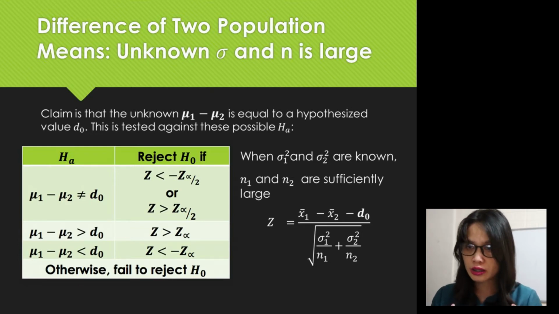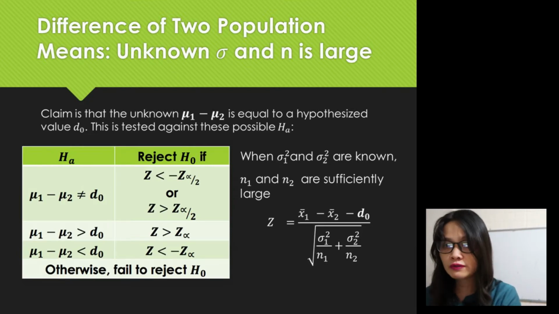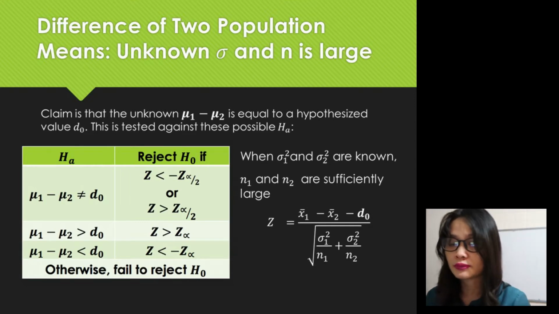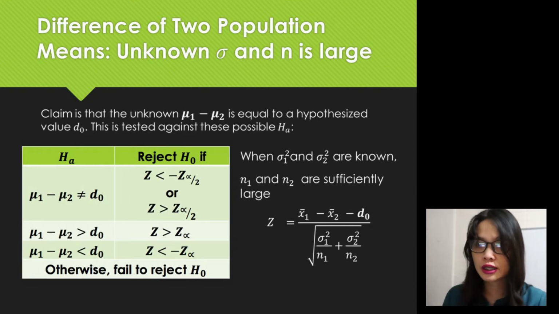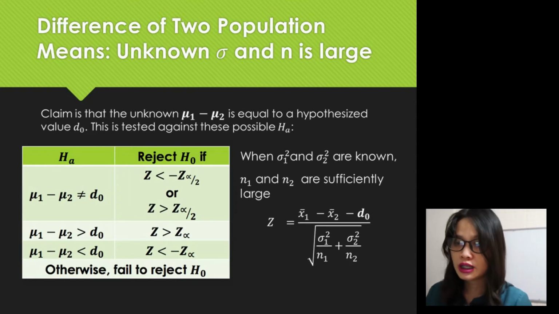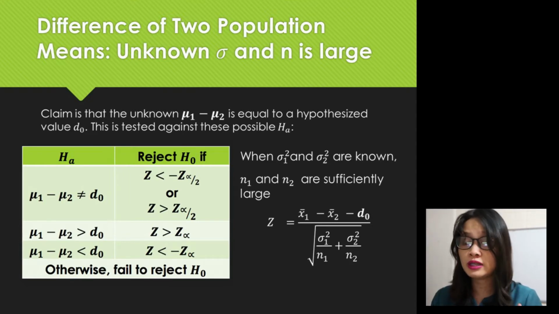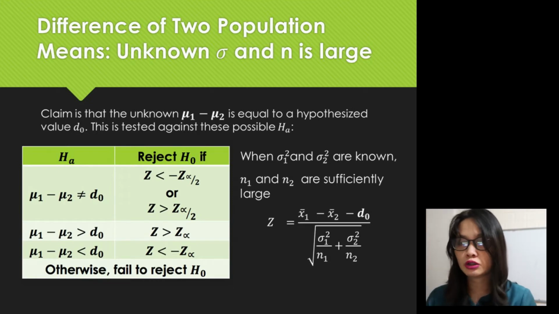Another category is if mu sub 1 minus mu sub 2 is greater than D sub O, okay, you can reject H0 if your Z value is greater than Z alpha. And then mu1 minus mu sub 2 less than the hypothesized value, you can reject H0 if your Z value is less than negative Z alpha, or otherwise fail to reject H0.